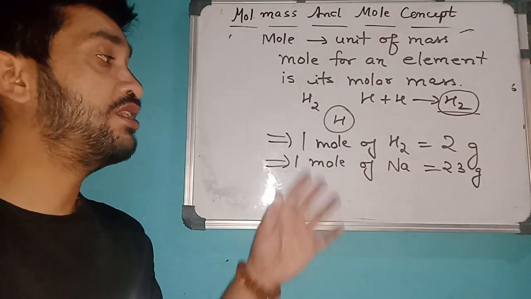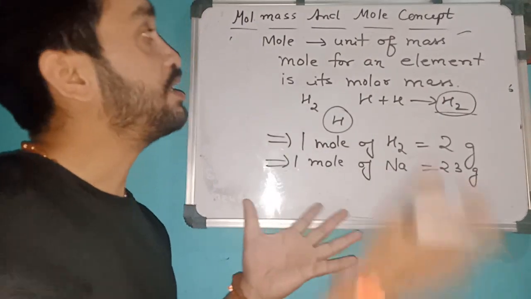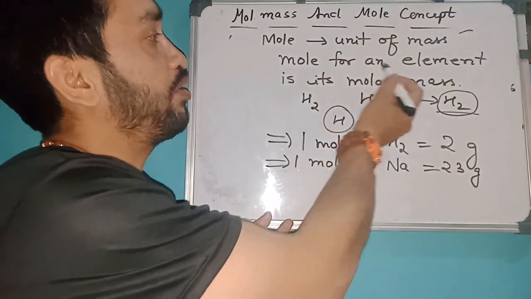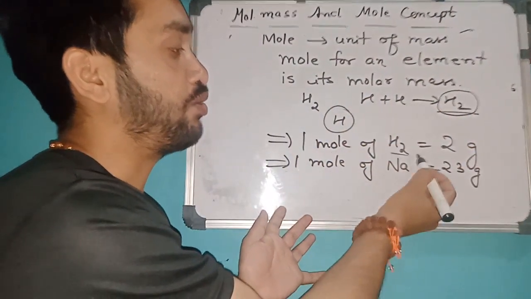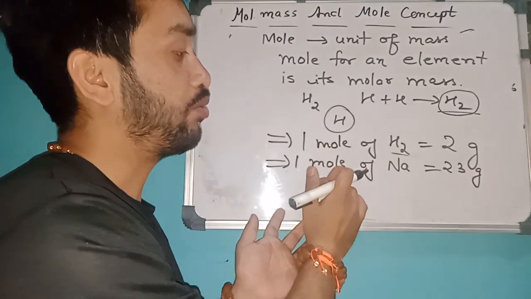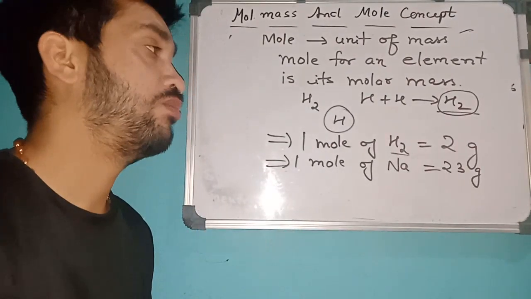So the value for a mole will be different for different elements, because already we have written here that the mole for an element is its molar mass. If I'm talking about a mole of hydrogen, then it's 2 gram, but if I'm talking about a mole of Na, then it's 23 gram. In this way you can calculate moles for other elements also.